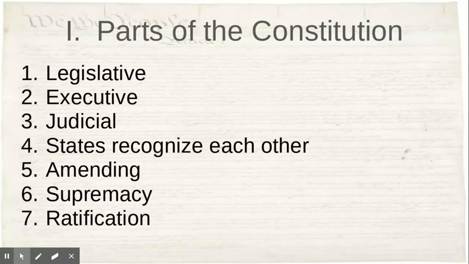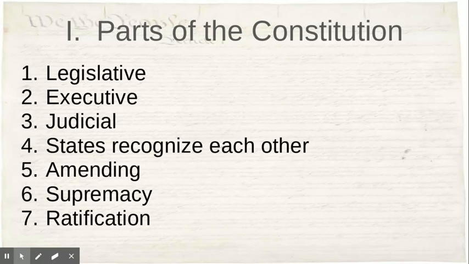There are 7 articles of the Constitution. The first one covers the legislative branch. So Article 1 is all about the legislative branch. So you can summarize it with one word. Article 2 is about the executive branch. So all of Article 2 is about the executive branch. So you can summarize it with that one word.